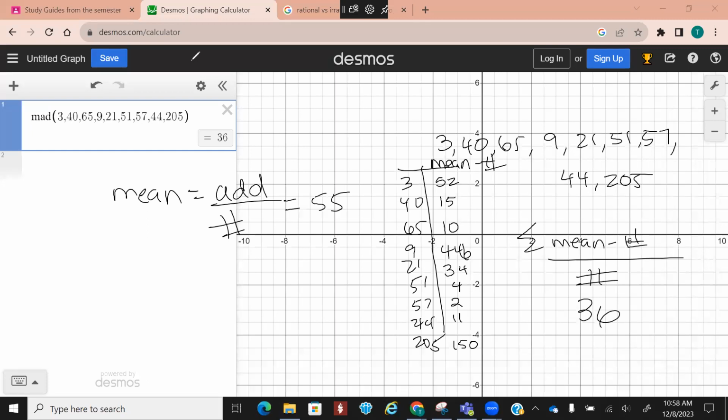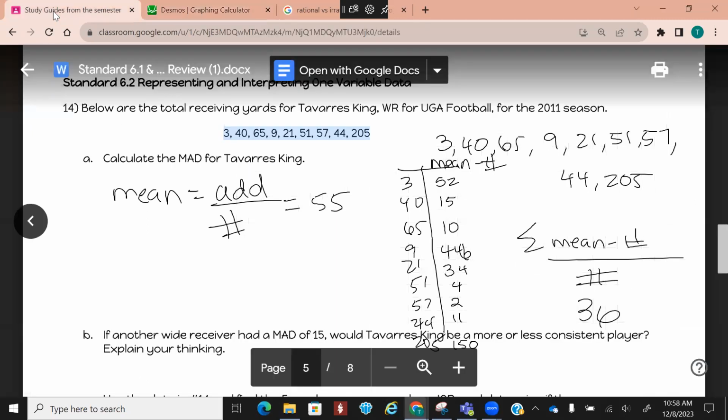Now, here's the deal though. You can't do this in your Desmos calculator. You can't do it on the EOC. They restricted a couple of things. You have to know how to do it by hand. But again, I think they're going to ask you to compare MADs between data that they give you. And remember that basketball question that was like, which one's more consistent? The smaller the MAD, the more consistent somebody is. So that's what I would look for.